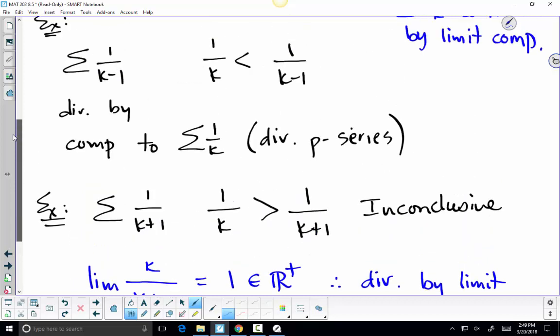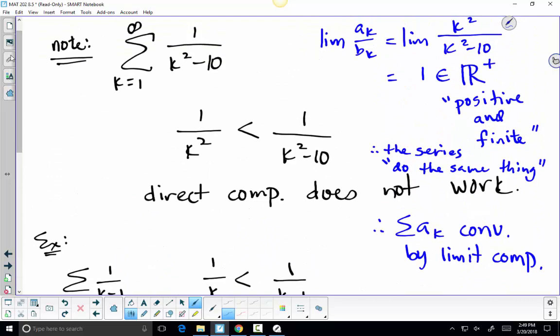So we look up here at the series I chose. This series right here is a convergent P series. So here, my hunch is that it converges, so I'm comparing it to a convergent series. We get our finite answer for the limit, so therefore they both do the same thing. I compared it to a convergent, so it must be convergent.